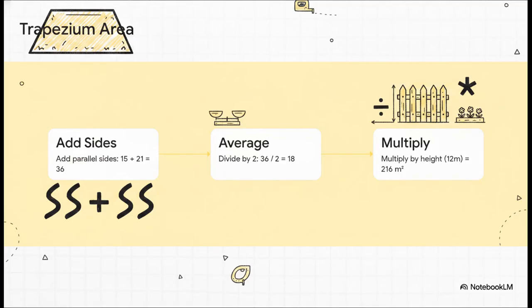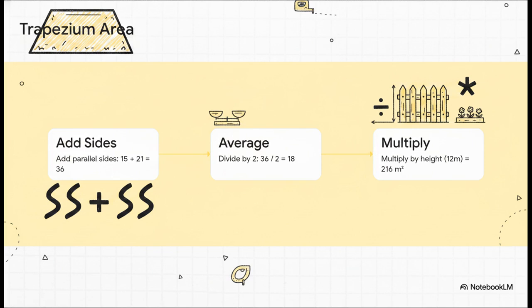Let's break that scary-looking trapezium formula into bite-sized pieces. Step 1. Add those parallel sides together. 15 plus 21 is 36. Step 2, divide that by 2 to find the average, which is 18. Step 3, just multiply that by the garden's height of 12 meters. 18 times 12 gives us 216 square meters.